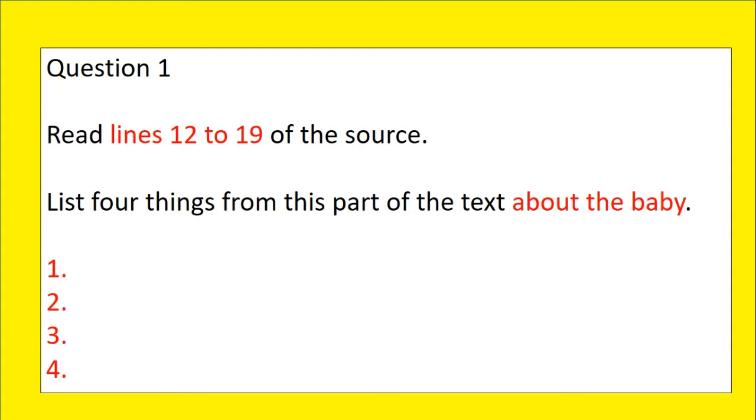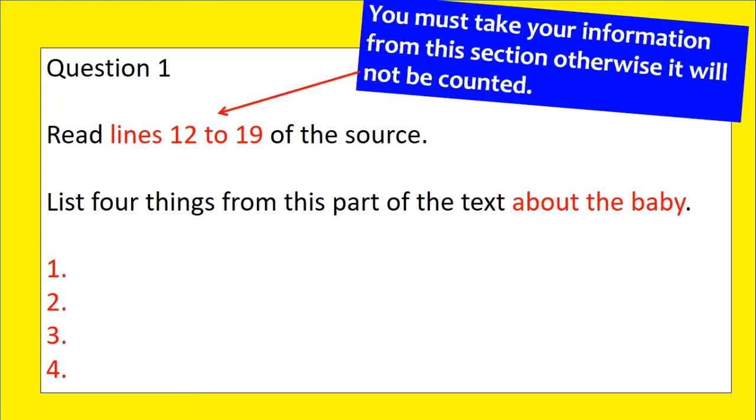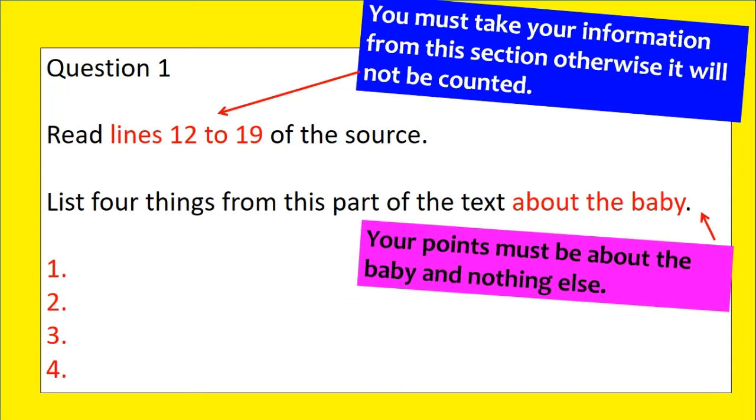So question 1: read lines 12 to 19 of the source. List 4 things from this part of the text about the baby, for example. The lines tell you where to read. Everything else before line 12 and after line 19 you wouldn't get a mark for. Your points must be about the baby and nothing else.